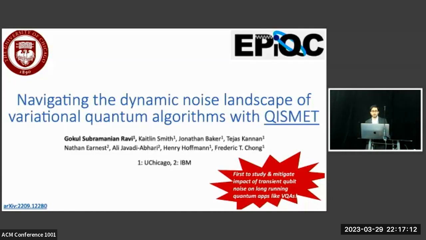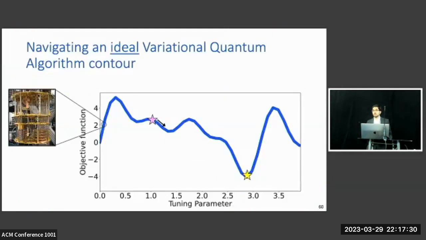results as well. So in this work, we propose QISMET, which is the first to study and mitigate transient qubit errors on long-running algorithms like these variational algorithms. And while it is tailored to these variational algorithms, some of these learnings are useful in other long-running algorithms as well. So I'm going to start with a brief introduction to variational algorithms and this work.